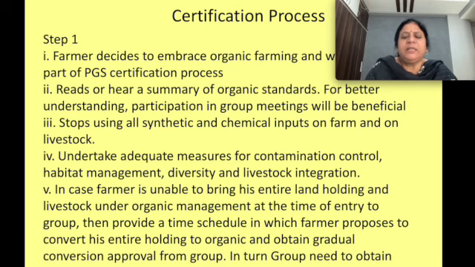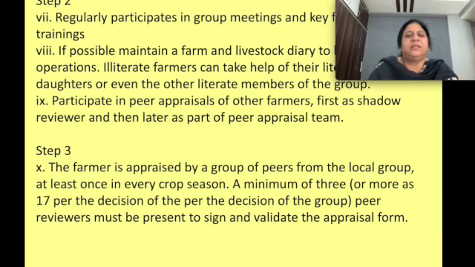In case a farmer is unable to bring his entire land holding and livestock under organic management at the time of entry to the group, then provide a time schedule in which the farmer proposes to convert his entire holding to organic and obtain gradual conversion approval from the group. In turn, the group needs to obtain approval of the regional council. For the gradual conversion, approval of the regional council is a must. Sign a PGS pledge committing to adhere to the standards.